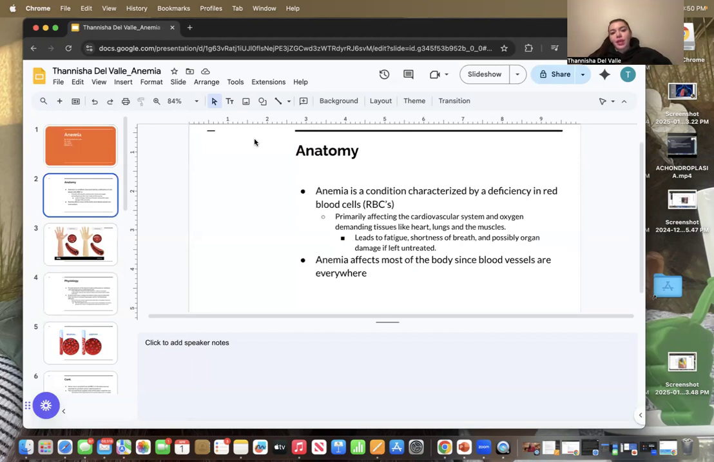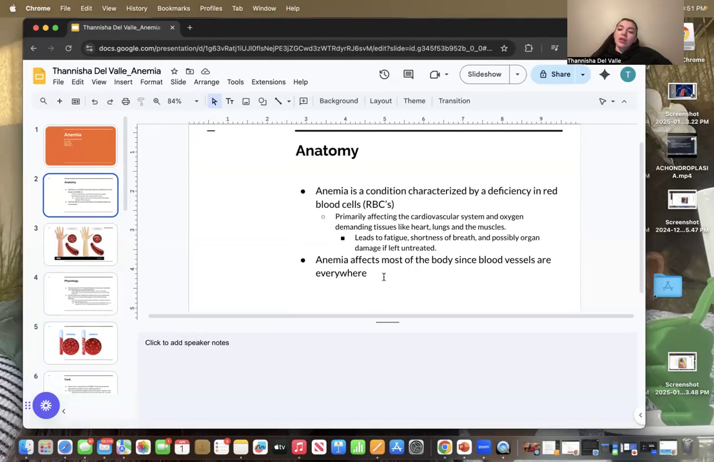So, anemia. This is a condition characterized by a deficiency in red blood cells, also known as RBCs. It primarily affects the cardiovascular system and oxygen-demanding tissues like the heart, the lungs, and the overall musculoskeletal system of the body. It leads to fatigue, shortness of breath, and possibly organ damage if left untreated.